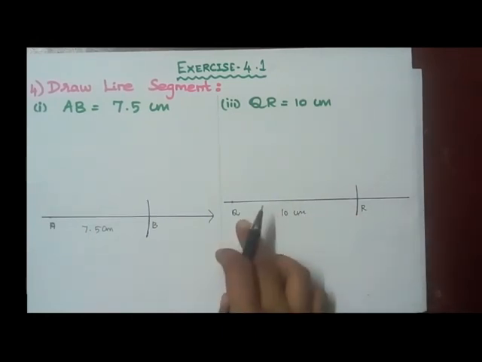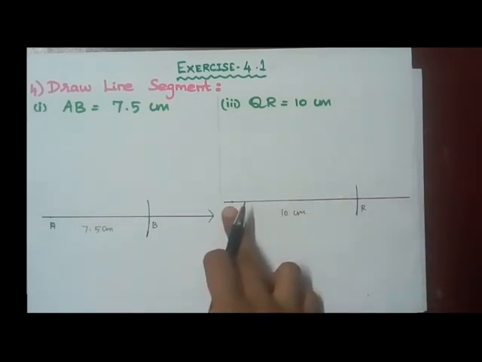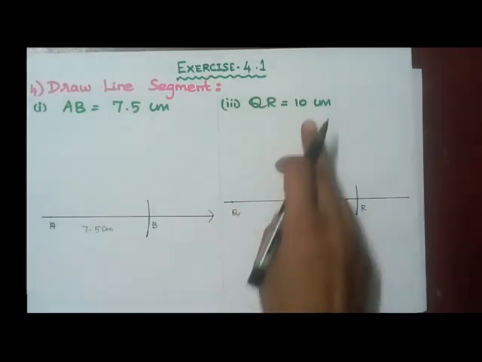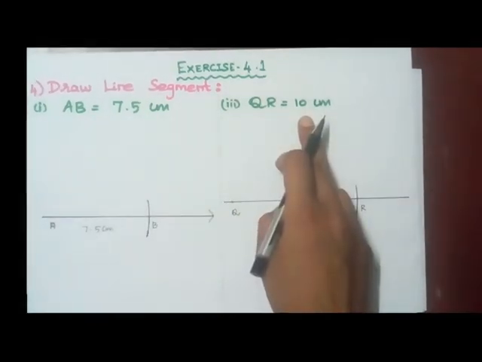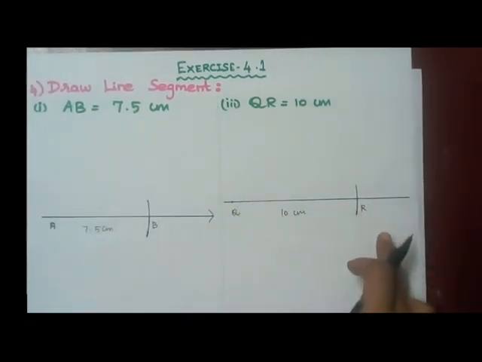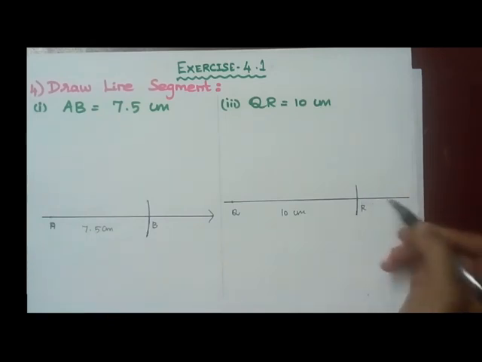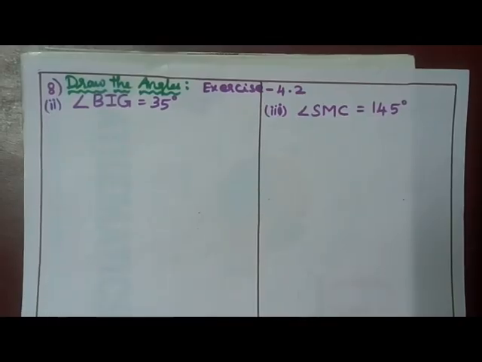First step, draw a line and mark a point on it. And second step, measure the given value using ruler and compass and then place the pointer at this point and draw a small arc on the line. It will cut at some point in the line. Name that point as R. That's all.